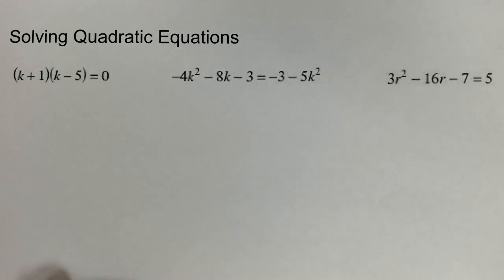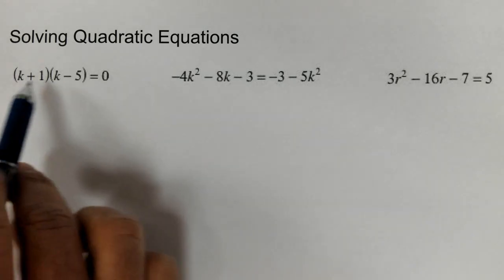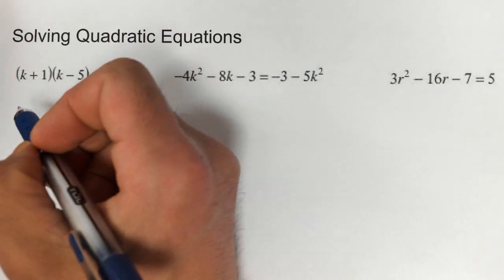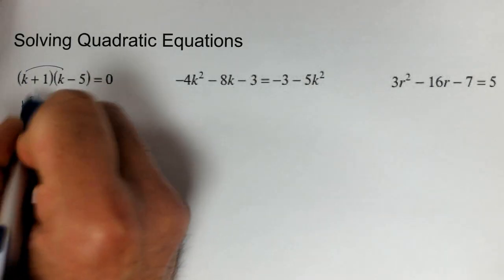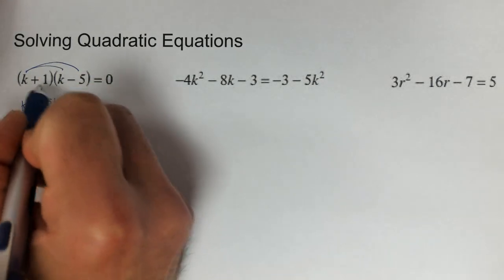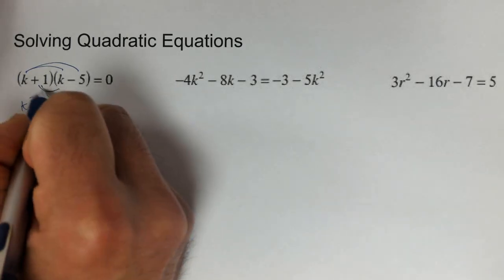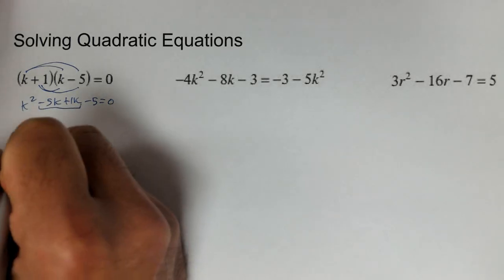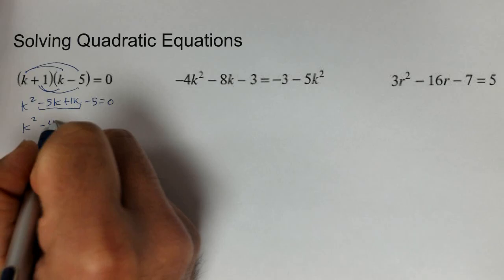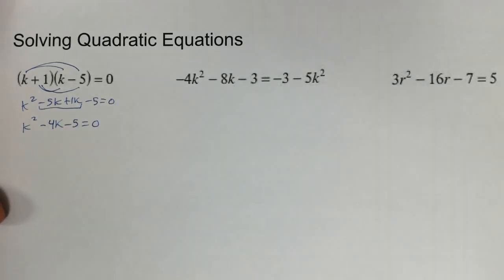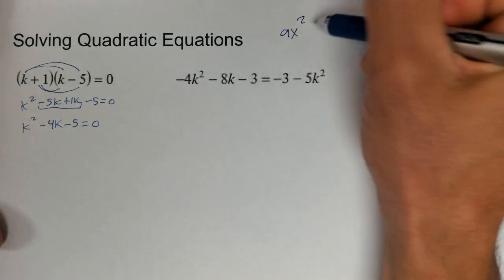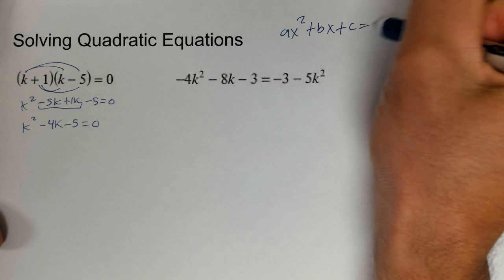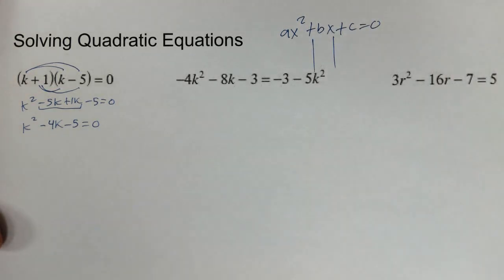Now, notice how this problem is already in factored form. If you wanted to multiply all of this, you could do the FOIL method. You could do the first terms, k squared minus 5k plus 1k minus 5. If you expand it and combine like terms, you would get k squared minus 4k minus 5 equals 0. Since it's in standard form, with the x squared being the first term, bx being the second term, and the constant being the last term, I can do my columns to solve.